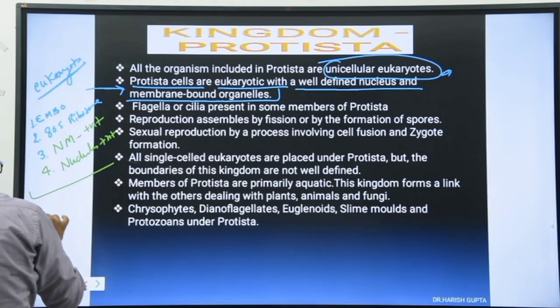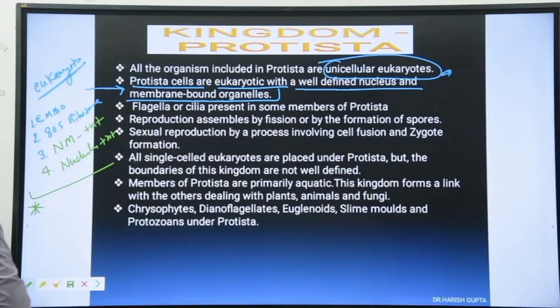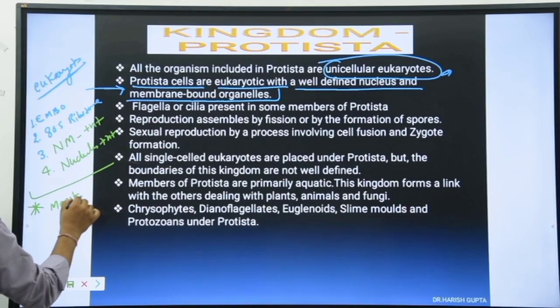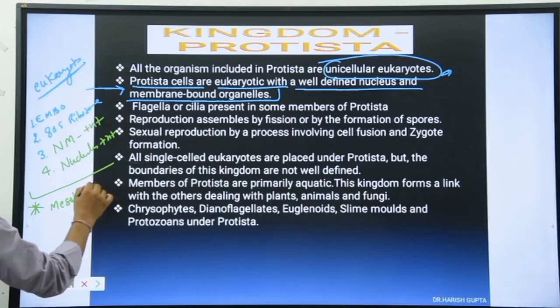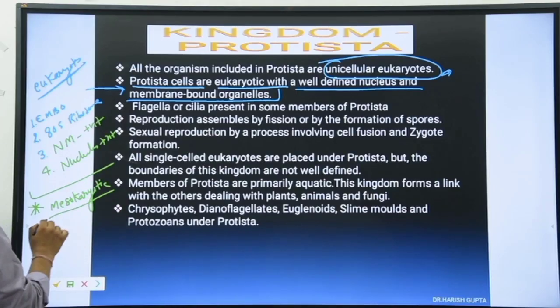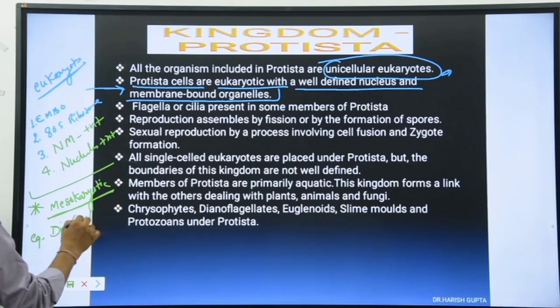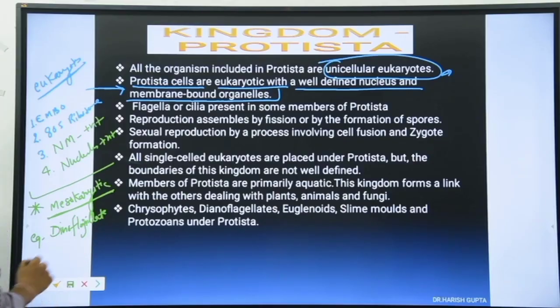another very important point: some members of the Protista are mesokaryotic. Another term is present, mesokaryotic. Clear? And it is another member. Example is the dinoflagellate. It is the example of the mesokaryotes. Clear? So these are the eukaryotes.